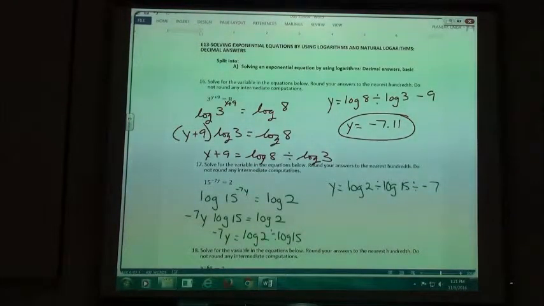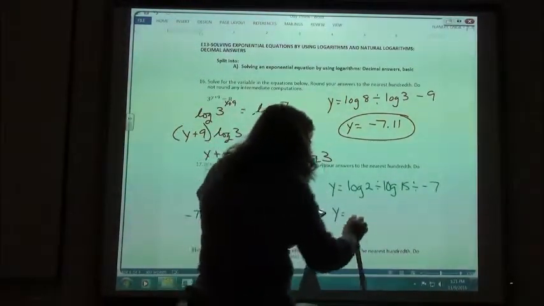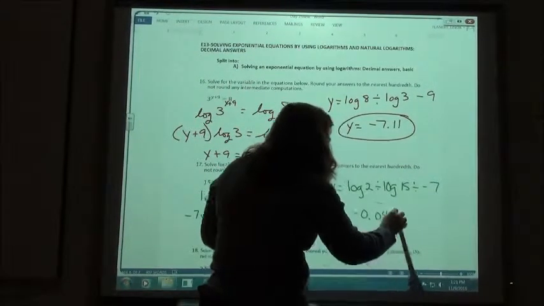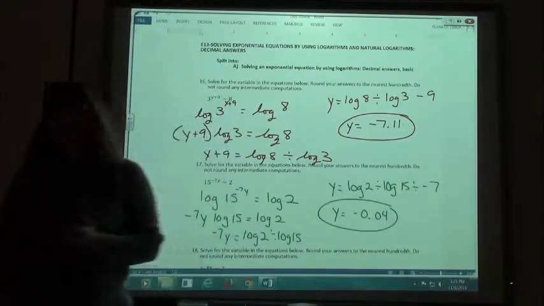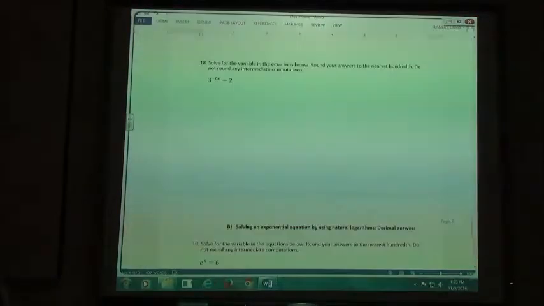To 2 decimal places, oh, to the nearest hundredth, same thing. I would get what? Negative 0.04. Yep. All right, try number 18 then.